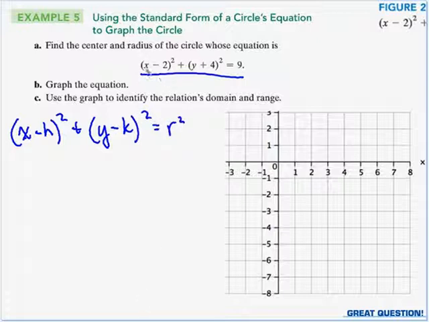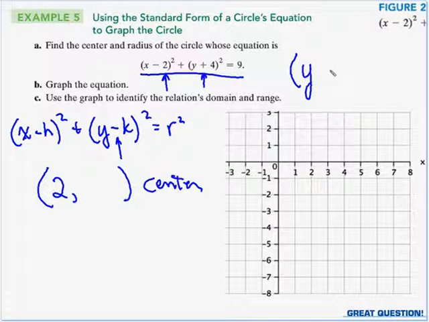So let's see, x minus, well, 2 is in the place of the h, so we know our x coordinate of our center is 2. And this is a plus here, y plus 4, when the formula is a minus, y minus k. Well, that y plus 4 is like y minus a -4. And now we match the formula. Y minus k, here's our y minus, that makes the y value of our center -4.